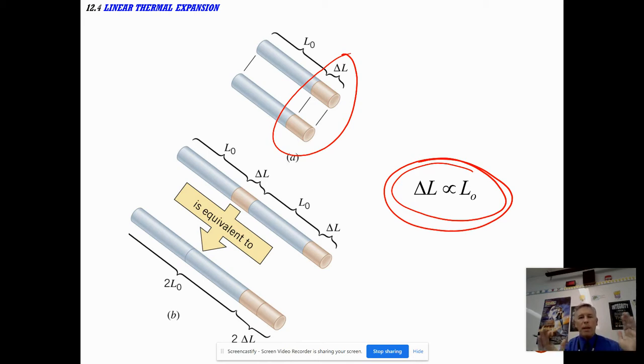Each one of them would increase by that delta L, that change. Well, then if I put them together, in other words, I had one piece that was twice as long, when it expands, it should expand twice as much. The reason is that each of the individual pieces are expanding by a certain amount. So that change in length is dependent on the original length. If you have something longer, it's going to expand more when you change the temperature than if it's shorter, which is kind of a neat concept.